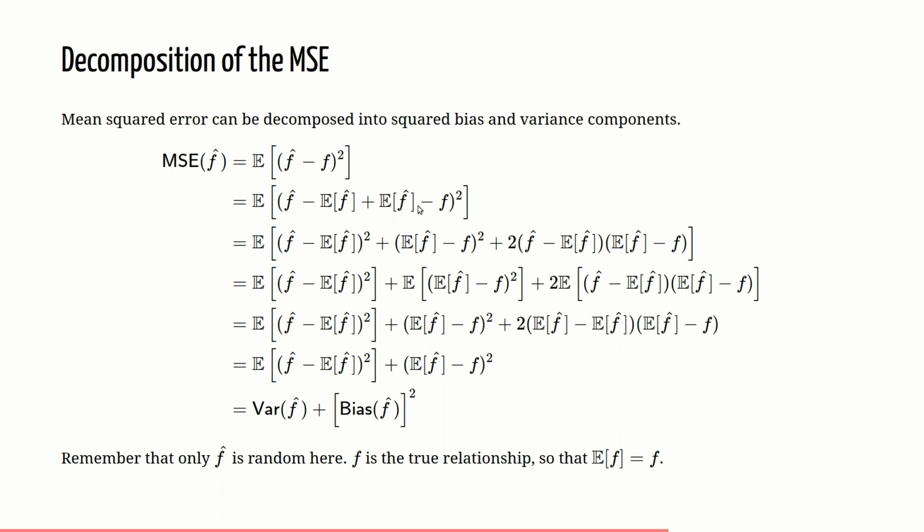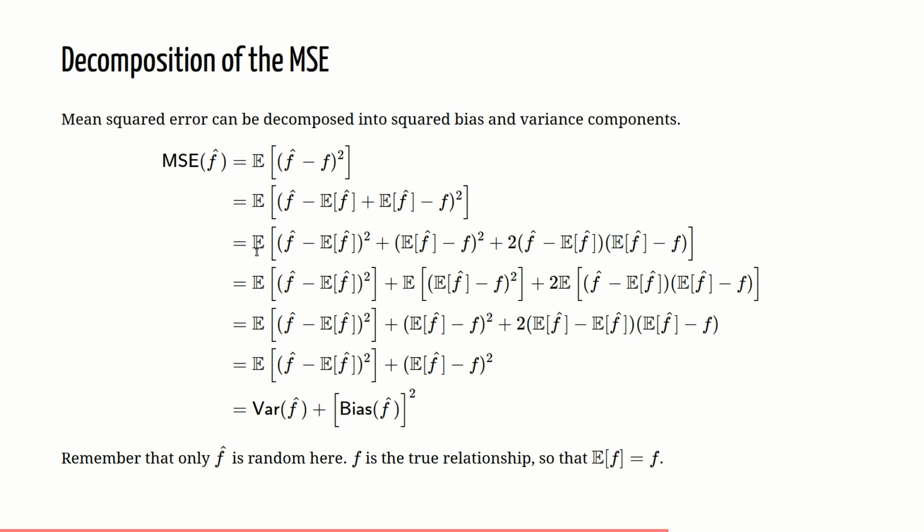So we're adding nothing here. This expression is the same as this one. All we've done is we've minused off this expected value of f hat and then added it back in. And then we use our quadratic. So we treat this as our a, and this is our b. So we've got a plus b all squared. So we're going to get a squared, which is this bit here, plus b squared, which is this bit squared here, plus 2ab, which is that bit there.